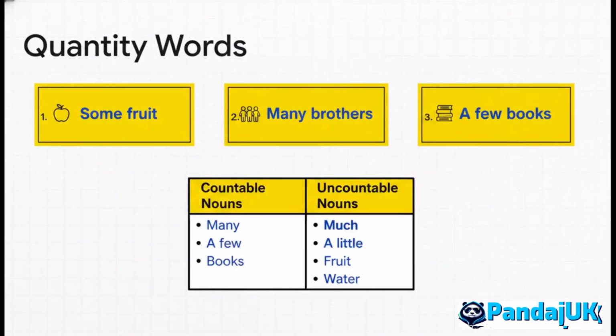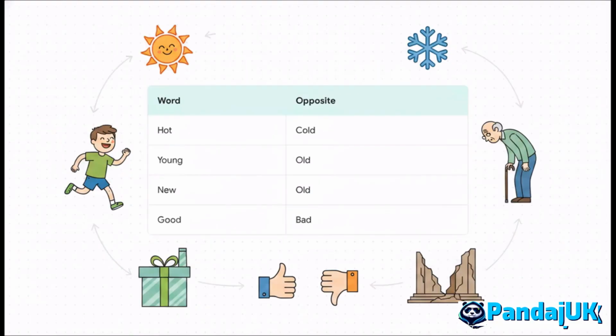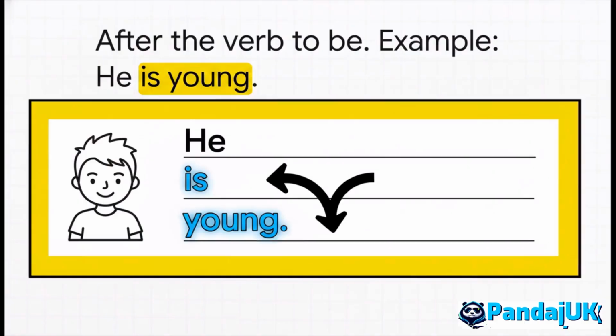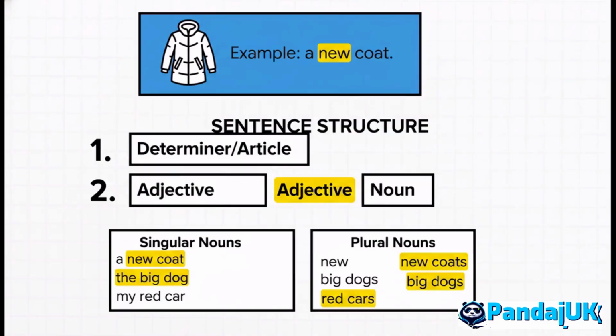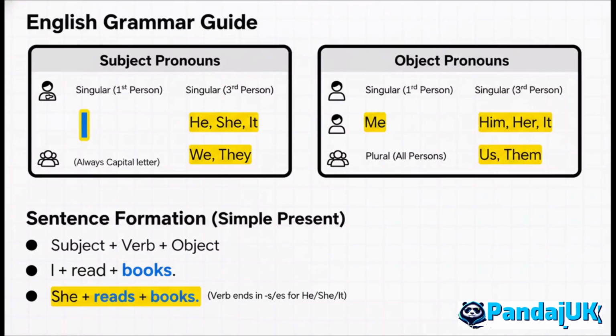These words tell us how much or how many, like some, many, or a few. A lot of for big amounts, and we use any when asking questions. Describing words add great detail. Check out these common opposites, like hot and cold. These words can come right after the word is. For example, he is young. Or put them right before the thing itself, like this. A new coat. Using two describing words, always put size before color. A large black horse. Use these words for people. And hey, the word I is always a capital letter.